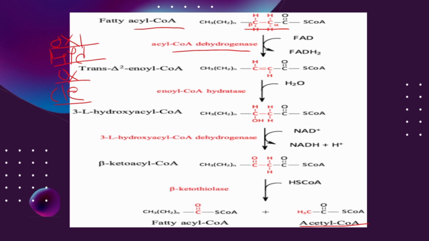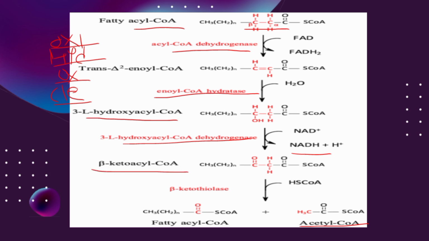Second is hydration. Enoyl CoA hydratase brings about the hydration of the double bond to form beta hydroxyacyl coenzyme A. Third is oxidation. The beta hydroxyacyl CoA dehydrogenase catalyzes the second oxidation and generates NADH. The product formed is beta ketoacyl CoA.